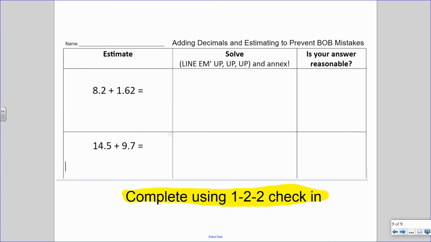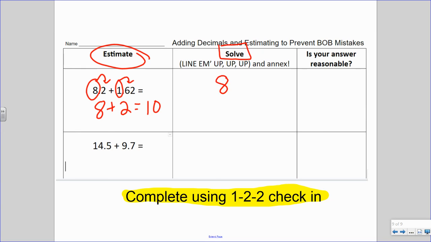So guys, what you're going to do next is show me what you can do. You are going to get in your packet, look at the next section, and you're going to do 3 things. First thing you're going to do is estimate. You're going to just round each one to the nearest whole number. So 8 and 2/10 is about 8. 1 and 62 hundredths, that does get a raise, so that goes to a 2. And 8 plus 2 is 10. So we know that when we actually go to solve this problem, my answer should be about 10.